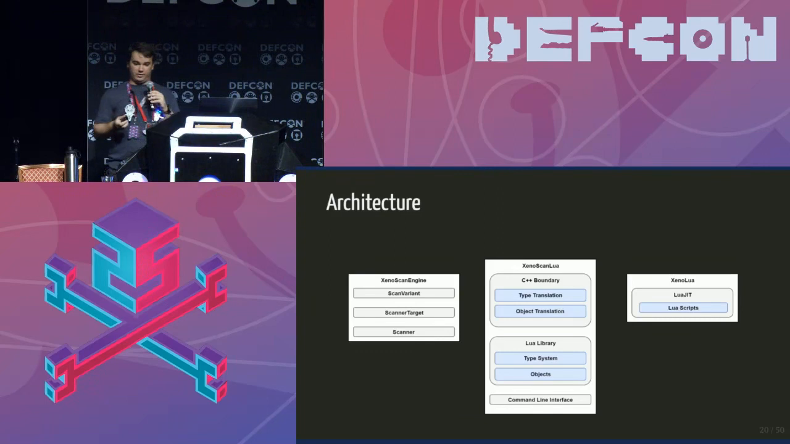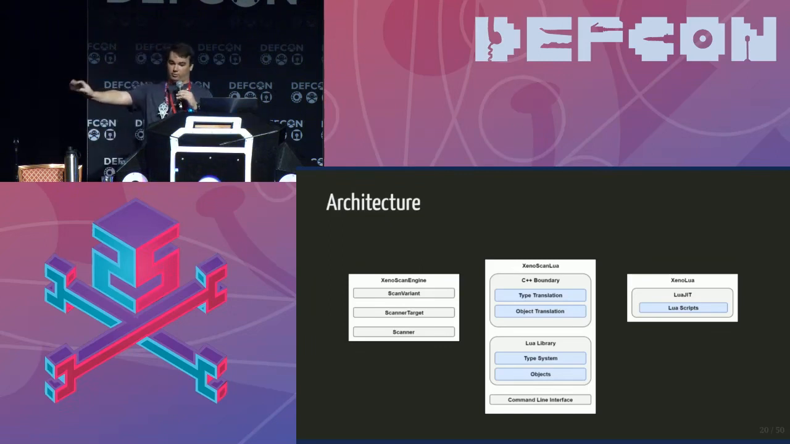It exposes 3 things: a scan variant, scan target, and a scanner. A scan variant just wraps any type that you might be scanning for, so integers, strings, and everything. Whereas the scanner target is the wrapper for what you're scanning. So you can scan a Windows process, you can scan a game running in an emulator. There's a lot of different things you'll be able to scan in the future as that is extended. We'll get to that as well. And then the scanner that's exposed is what actually does the scanning.